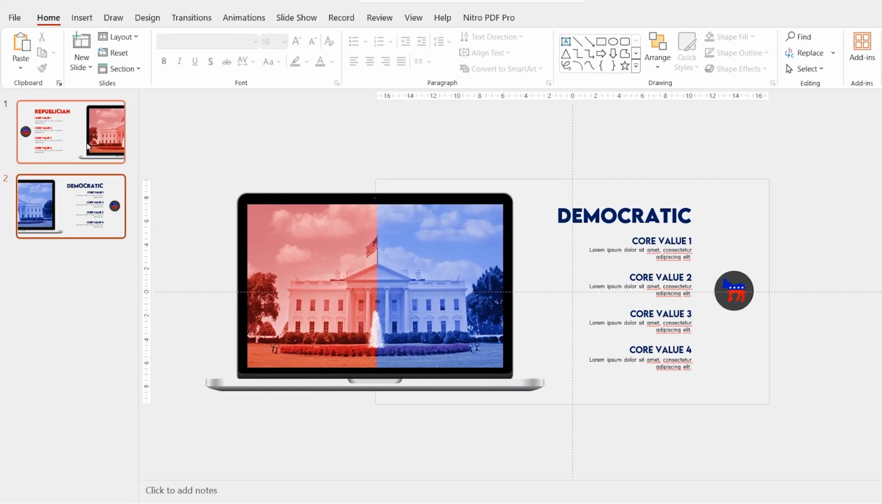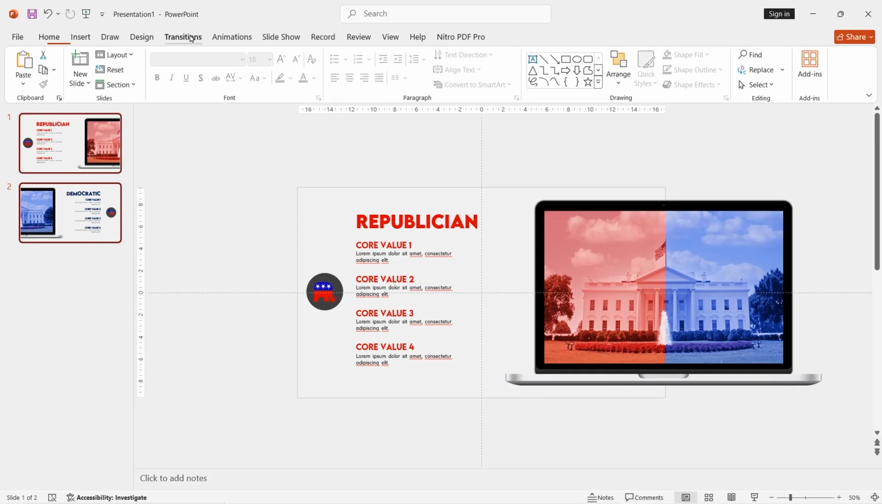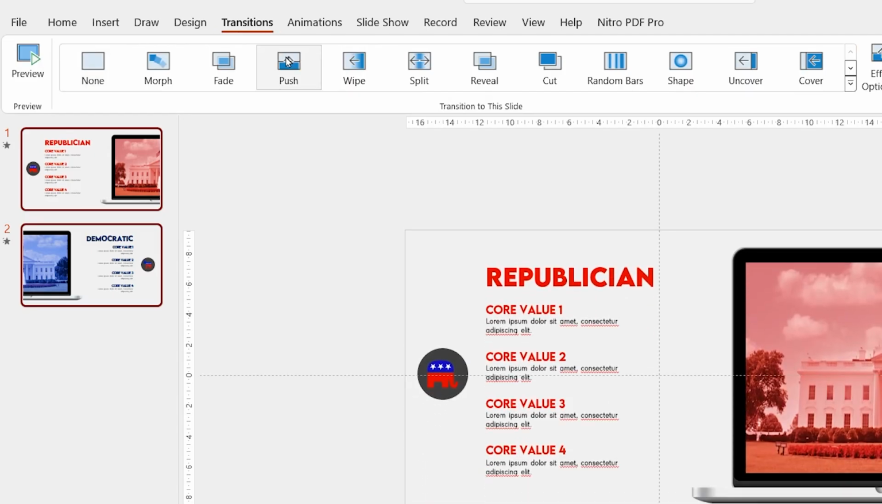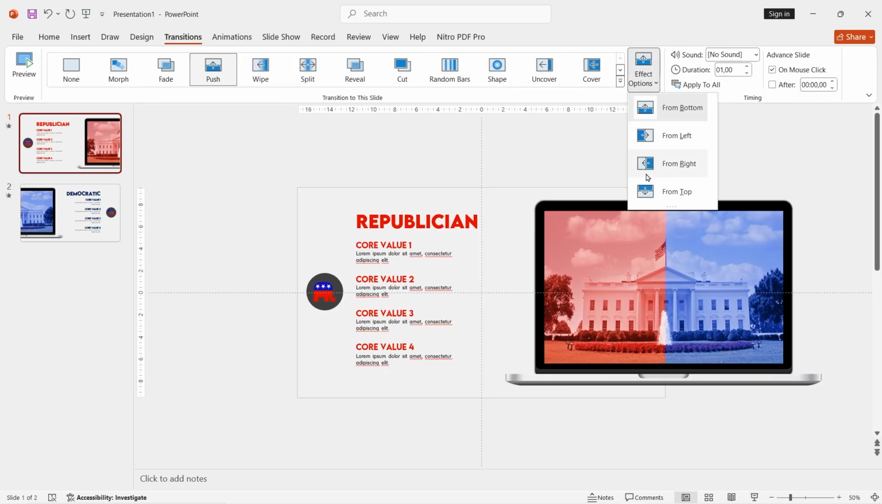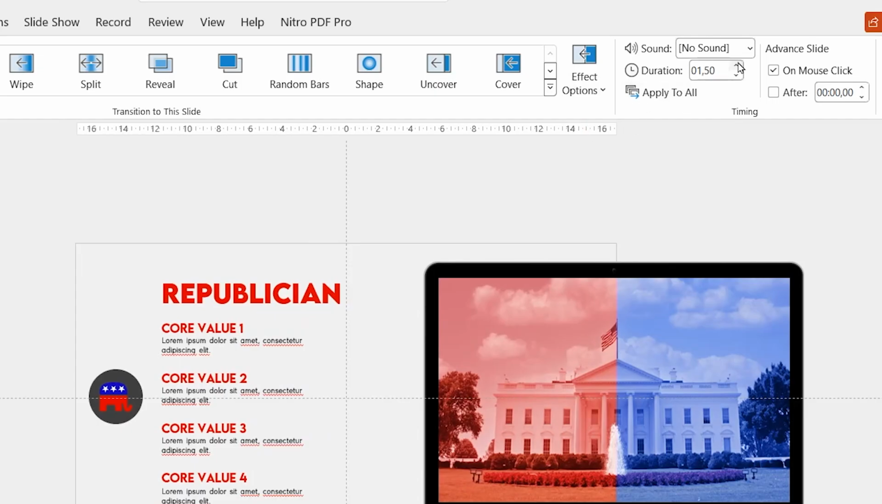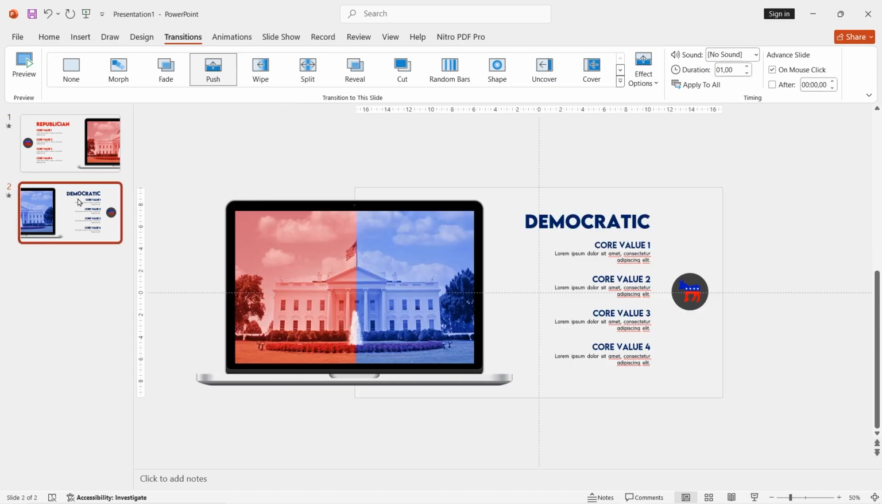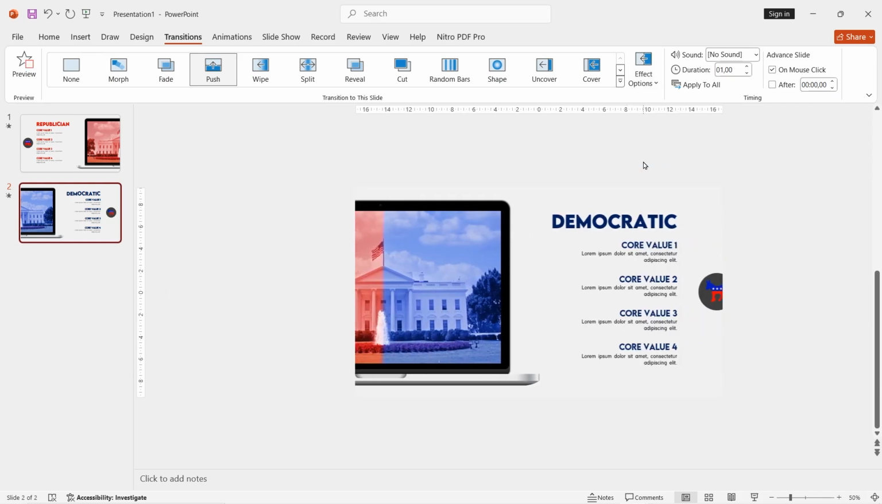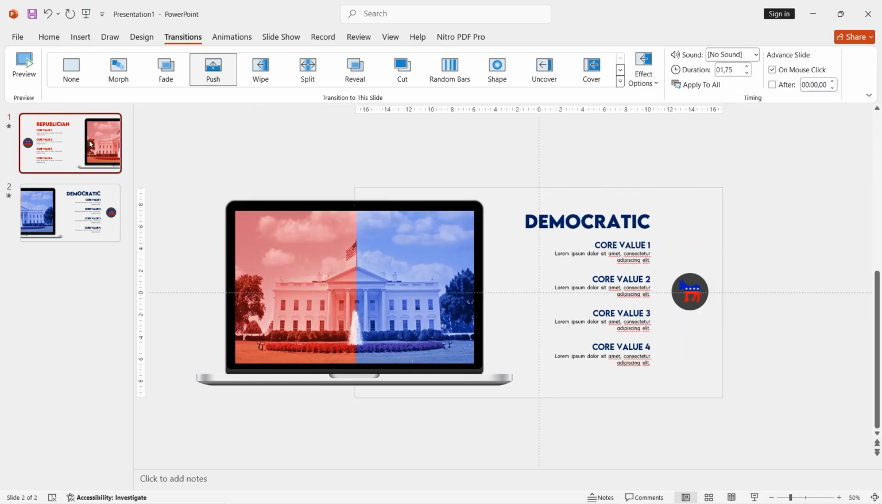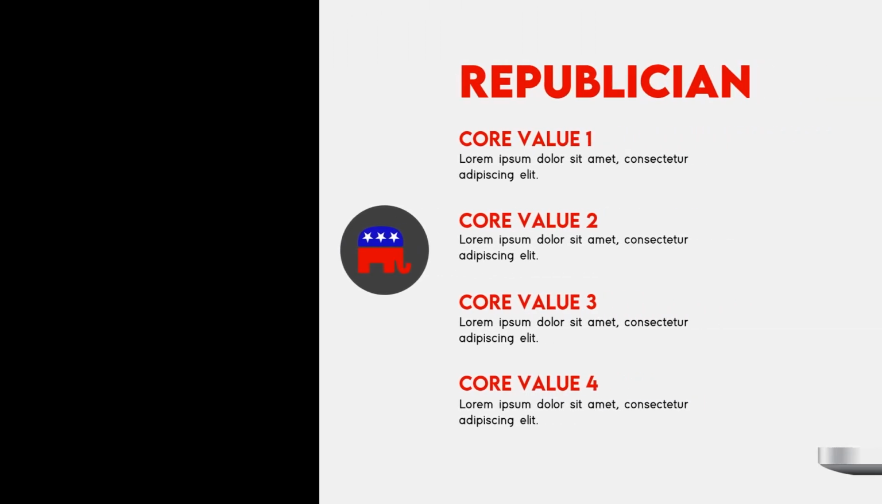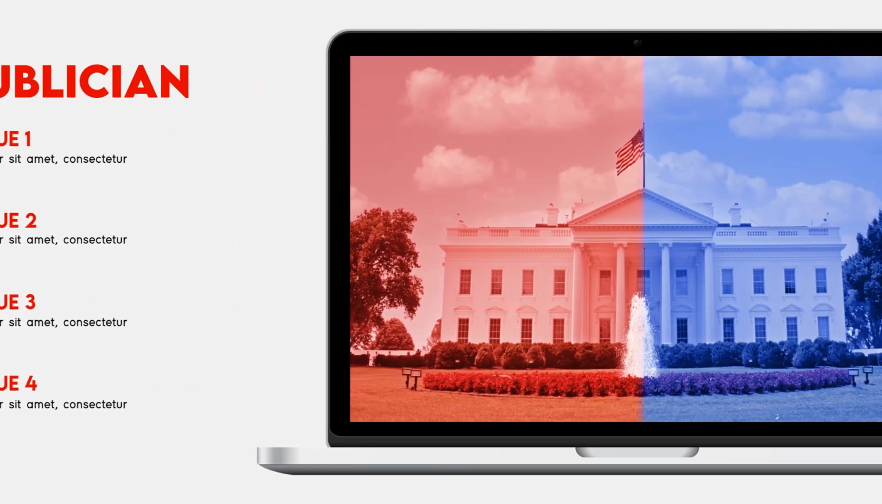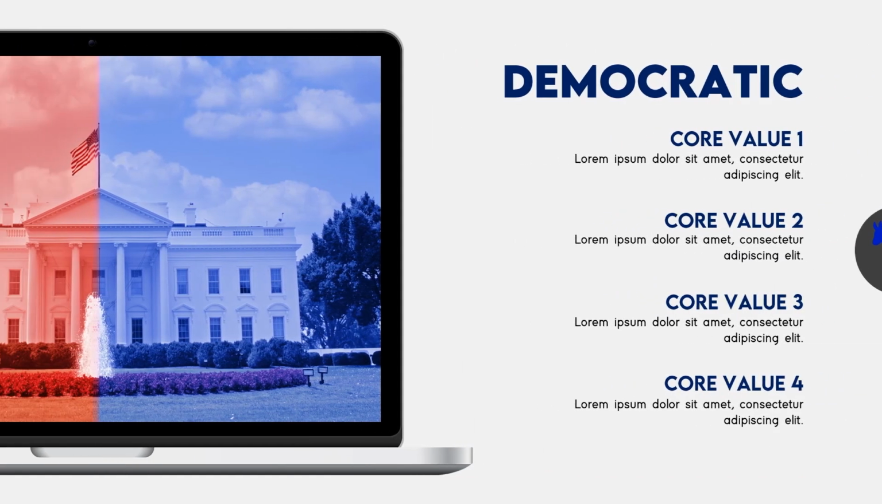We're almost done guys. Select and block every slide. Go to transition. Click on push transition. On the first slide, change the effect option to from right. Set the duration to 1.75 seconds. On the second slide, we also change the effect option to from right and set the duration as well. Now, let's go to preview mode to see if we did it right. Looks good, right?